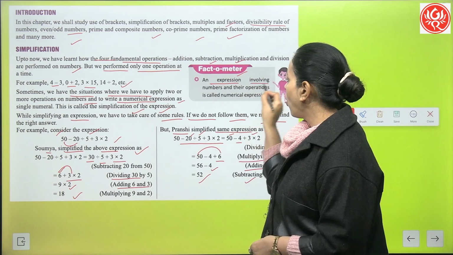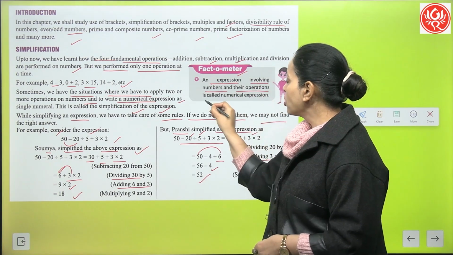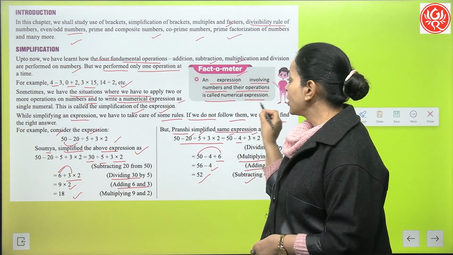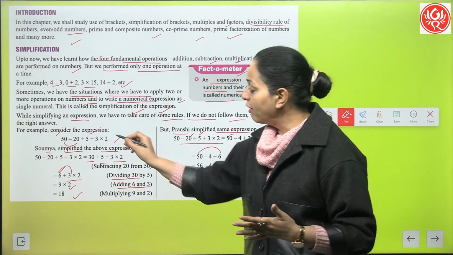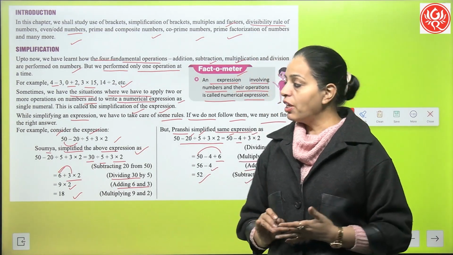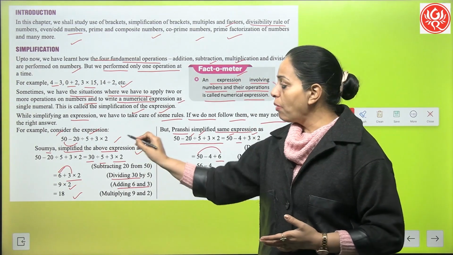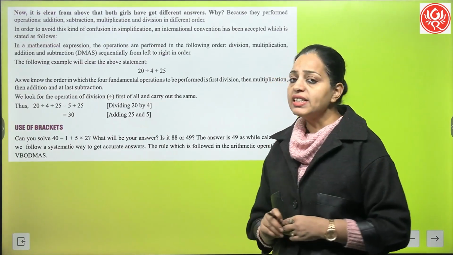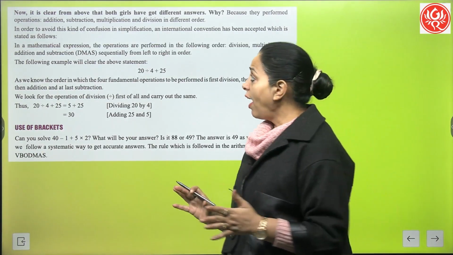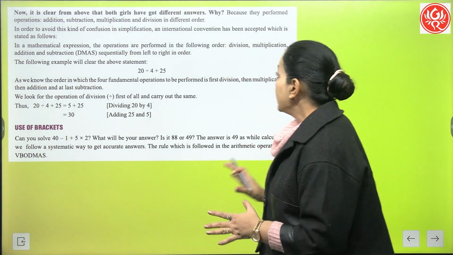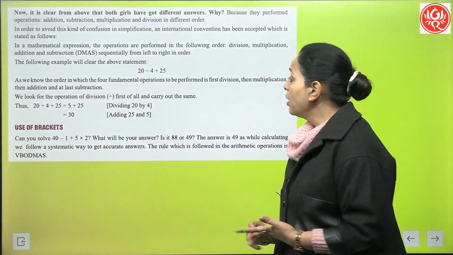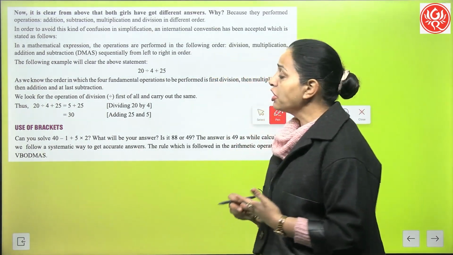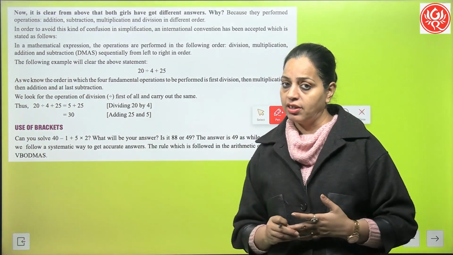An expression involving numbers and their operations is called a numerical expression. Numerical expression क्या होता है? जिसमें like here numbers भी हैं, operations भी हैं. So this is said to be a numerical expression. Now it is clear from above that both the girls have got different answers. Why? Because they performed the operations, addition, subtraction, multiplication and division, in different order, right?